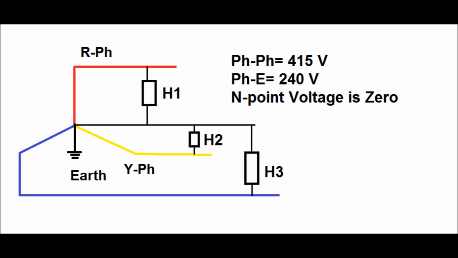Now since the LV side is star connected and the phase to phase voltage is 415 volt, and the neutral wire is connected to earth on the source or supply side, the phase to earth or phase to neutral voltage is 240 volt and the neutral point voltage is 0, as the neutral is connected to earth on the source side.